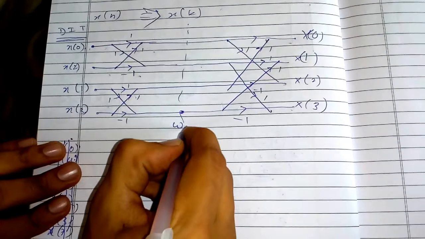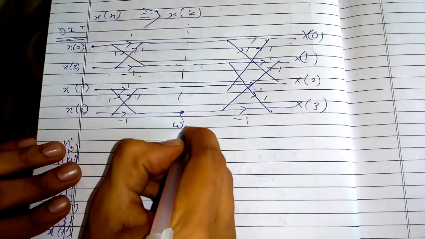Now next step, again 4 into 1 plus 4 into 1, 4 plus 4 will give you 8. Next, 4 into 1 minus 4 into 1 will give you 0. Okay, and then similarly you will have this 2 into 1 plus 0 into 1, which will give me 2 plus 0, which is nothing but 2.